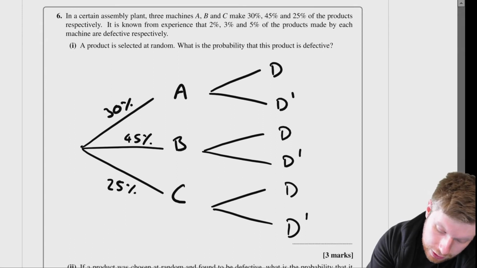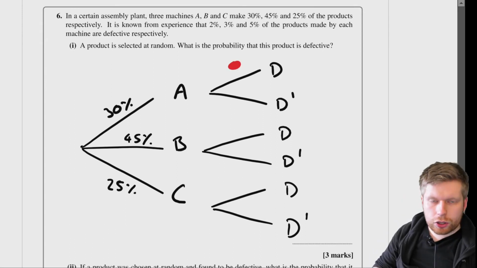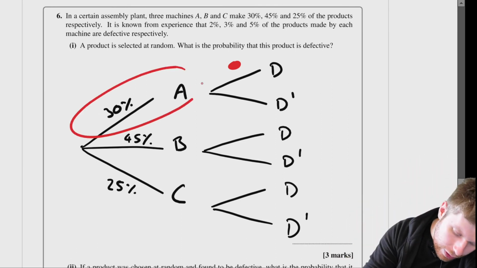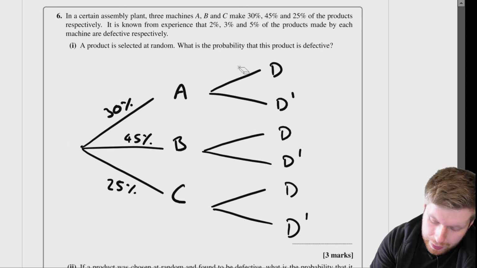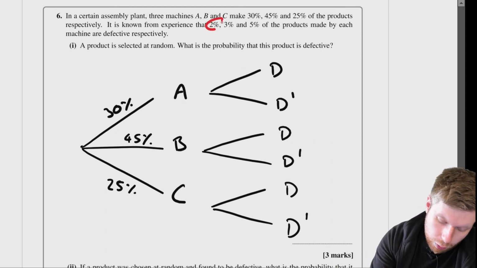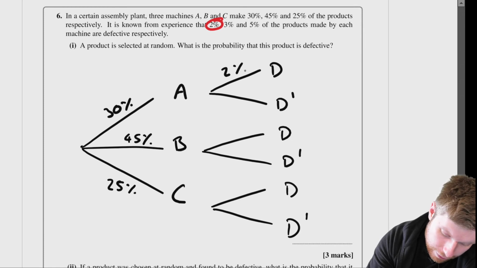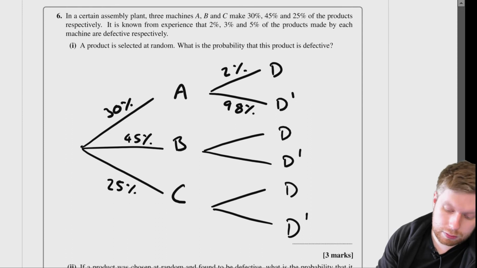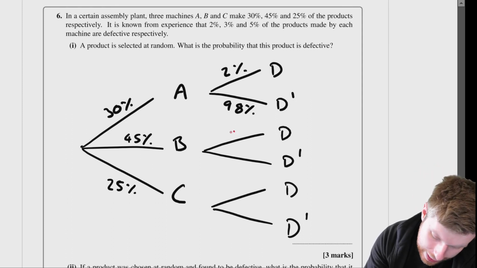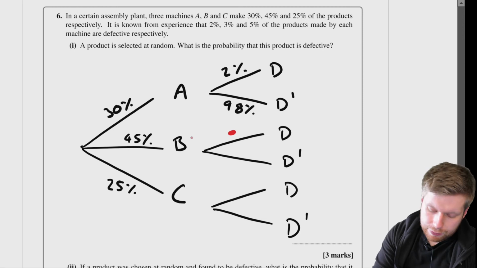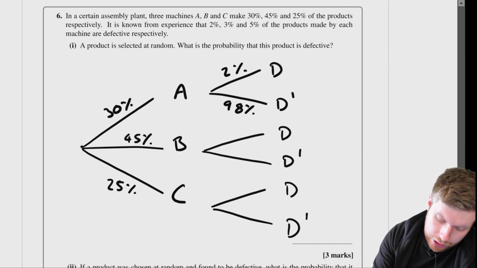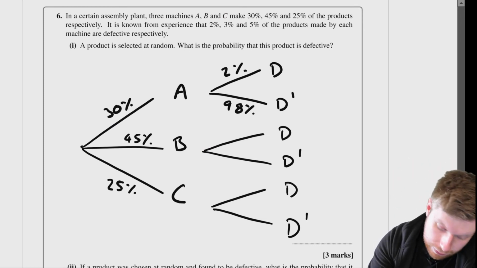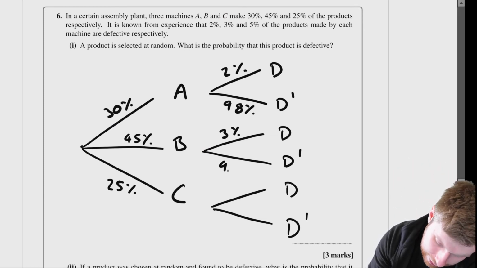Fantastic. So first of all, I want to find the probability that goes up here. So this is basically saying, what's the probability of being defective given it was made by machine A? Well, that's just 2%. We're told that. If it's made by machine A, there's a 2% chance of it being defective, which means there's a 98% chance that it isn't. All right, then, if we go on here, this is basically saying, what's the probability of being defective given it was made by machine B? Well, we're told that probability. 3% of the products made by machine B are defective. So that's going to be 3%, and that's going to be 97%.